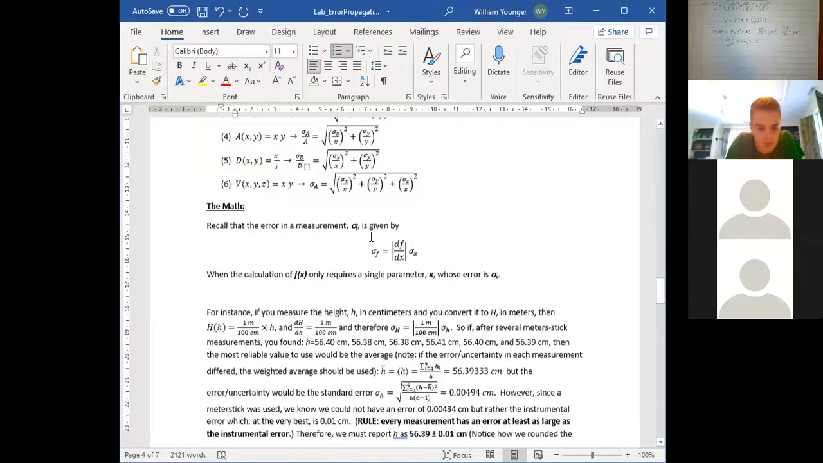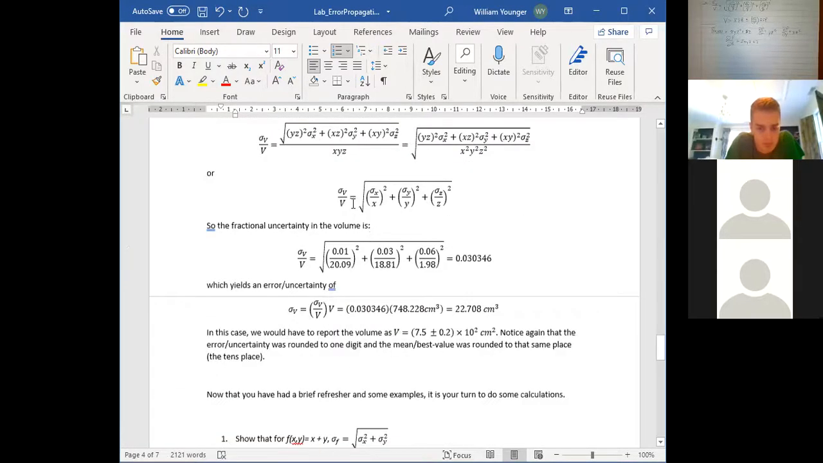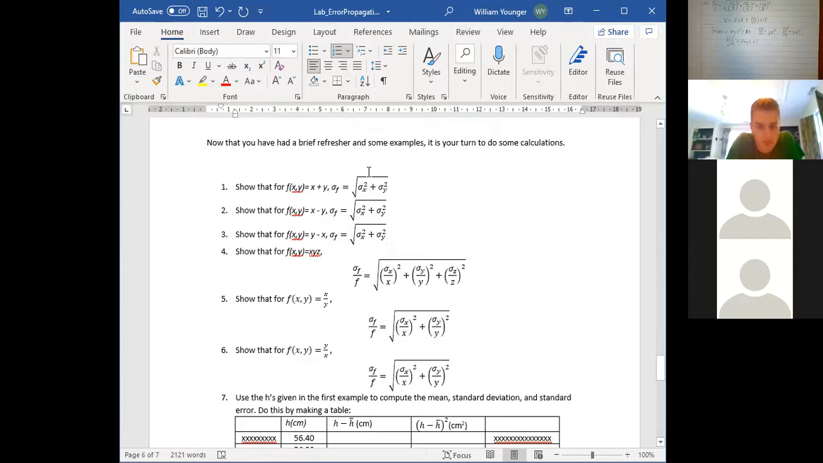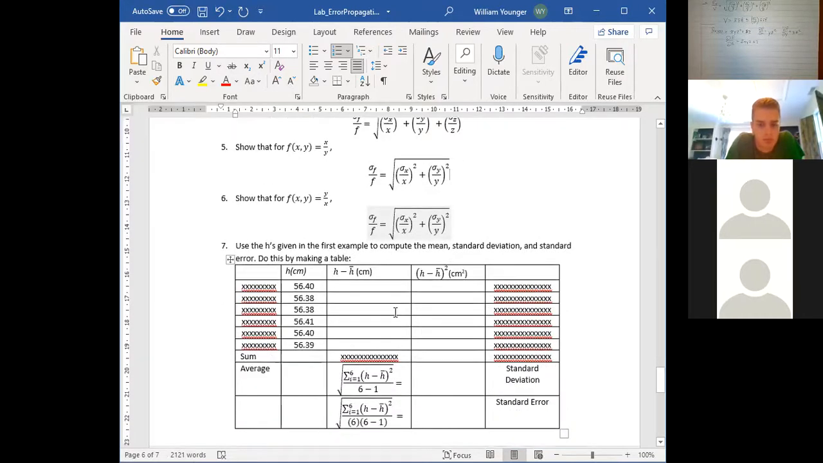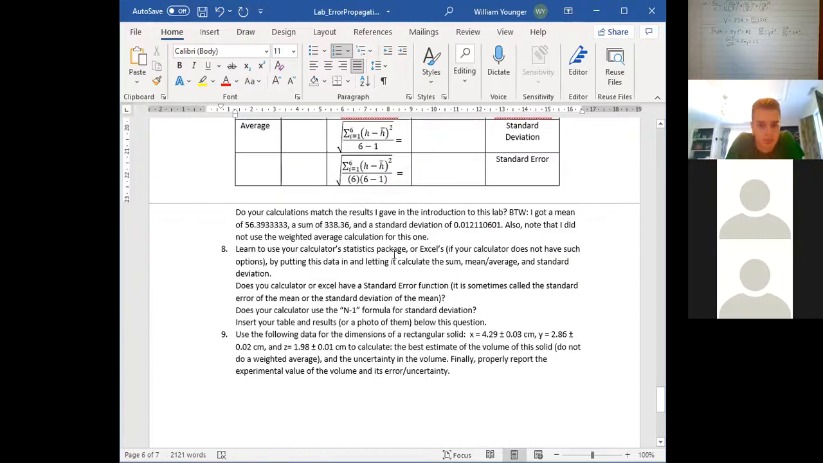So these are some formulas. These are some working it out. What I want you to do is show that this is equal to this is equal to that, this is equal to that, and all that good stuff. And you're going to turn that in. This is where you fill it in your table. And these questions are here, and you just have to do this one problem.